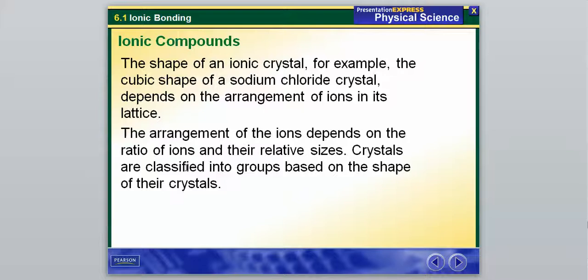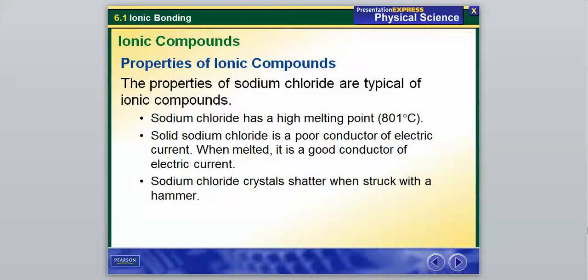So the arrangement of the ions depends on the ratio of ions and their relative sizes. Crystals are classified into groups based on the shape of their crystals. So if you're shaped like a cube, you're going to be in one group. If you have a different shape, you will be classified in another group. And the properties of sodium chloride are typical of ionic compounds.